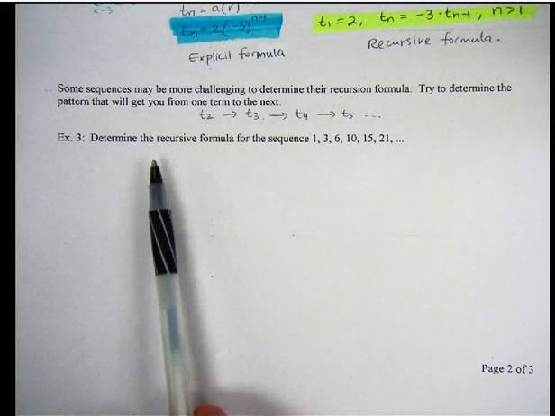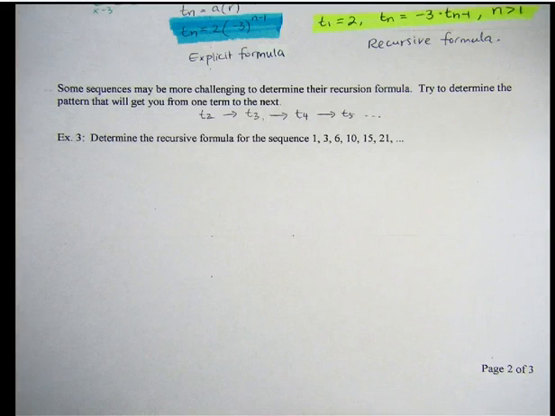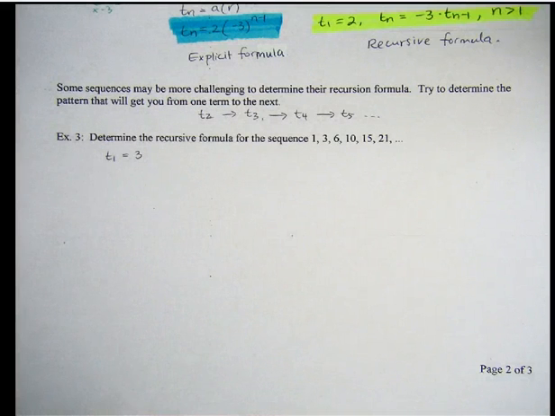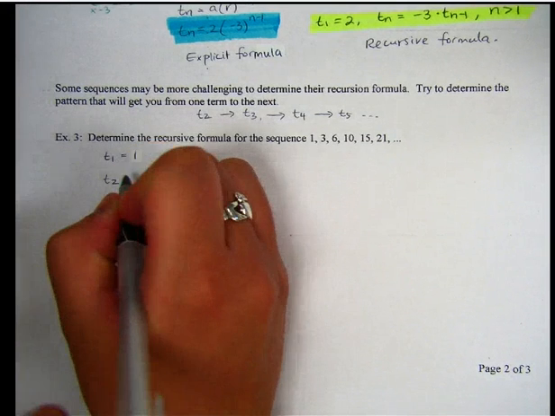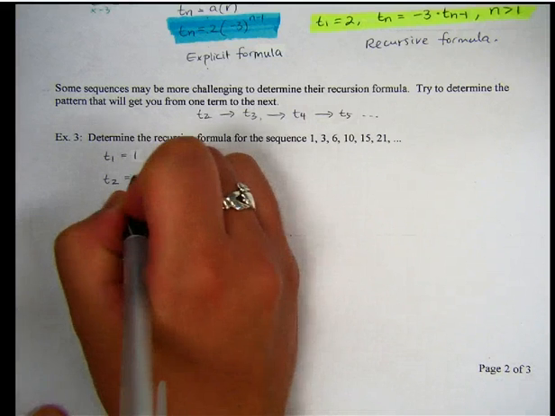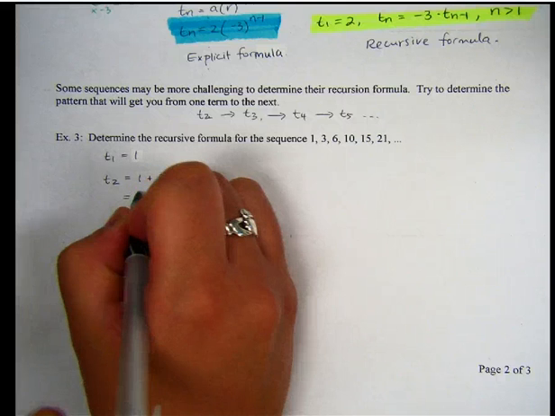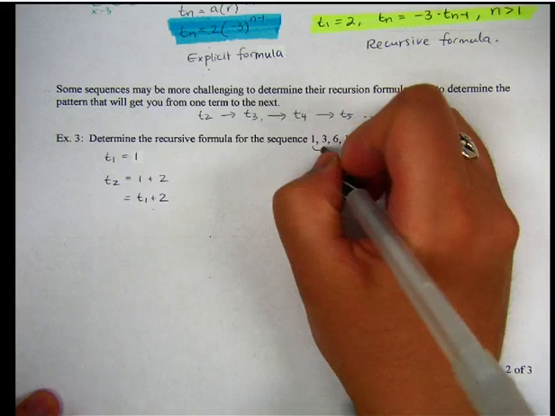So in this example, determine the recursive formula for the sequence 1, 3, 6, 10, 15, 21, etc. What I'd like to do is write out the terms like so. So T1 is equal to 1. Hold on. Thank goodness for whiteout. All right, and now the second term is equal to 1 plus 2, meaning the first term plus 2. You can see that right there, plus 2.